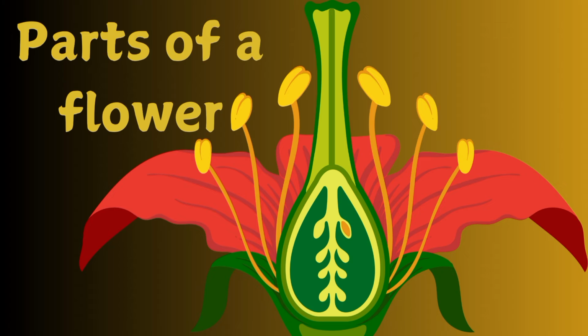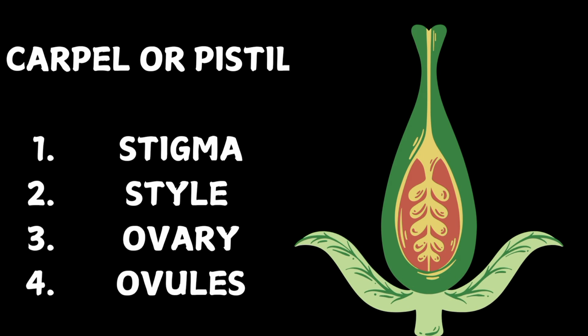Flowers are made up of several important structures, each with a specific role. There are petals, sepals, and the reproductive organs like the male and female parts of a flower. These parts work together to carry out the process of pollination and fertilization.